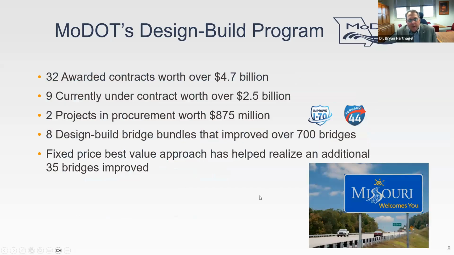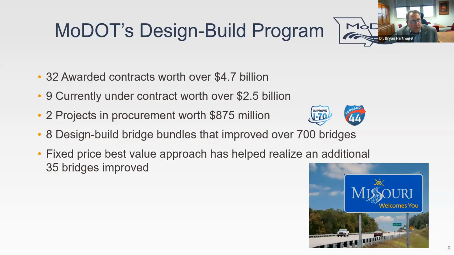So I think around the country, we're known as being very good at doing design build since we've been doing it for more than 21 years. We've had 32 awarded contracts worth over $4.7 billion. Nine are currently under contract worth over $2.5 billion, and two projects are in procurement worth $875 million.